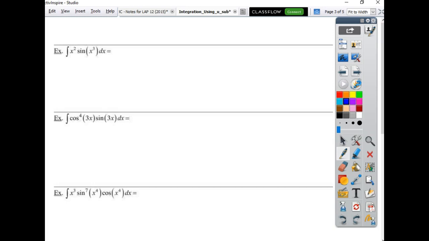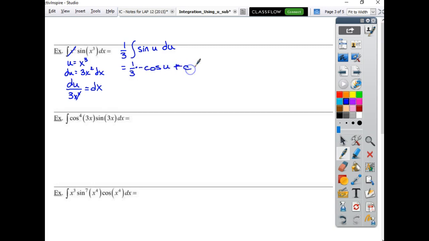Let's find out. So if I look at the first one, there's no exponent on the sine, so sine is probably not my u. So the only thing that could be the u is the x to the 3rd. Du, therefore, is going to be 3x squared dx. At this point, I'll simplify it. Du over 3x squared is dx. I can see that that x squared will get rid of that, leaving me with 1/3 the integral of the sine of u du, which is 1/3 the negative cosine of u plus c, or negative 1/3 the cosine of x cubed plus c.